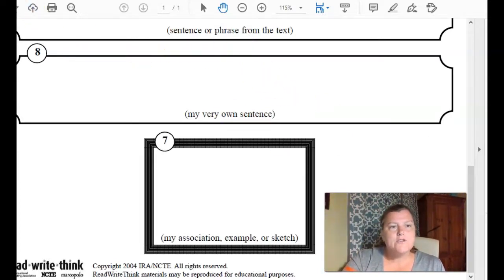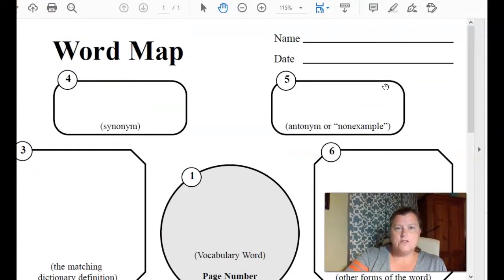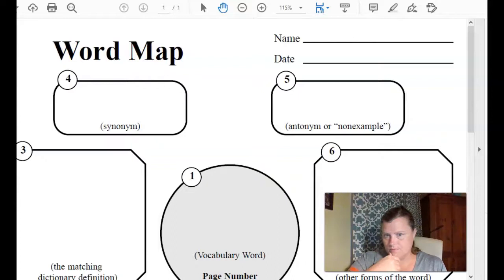So that is your work. You're going to complete front and back. Choose 2 words. You're going to be uploading those onto Canvas at the correct assignment page. You'll see it. So that's it for vocabulary.